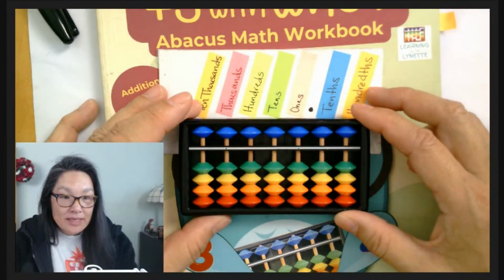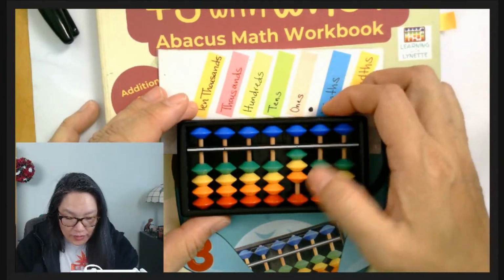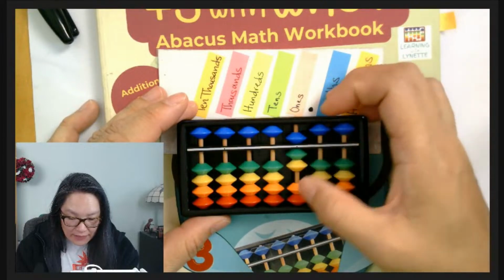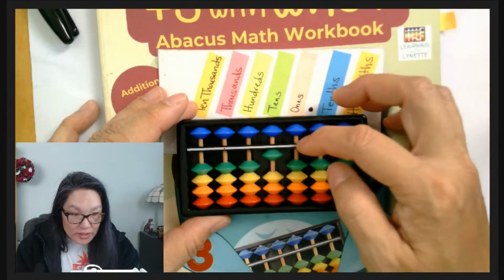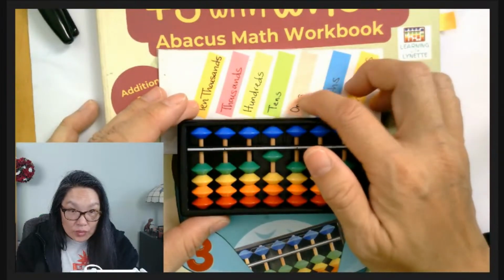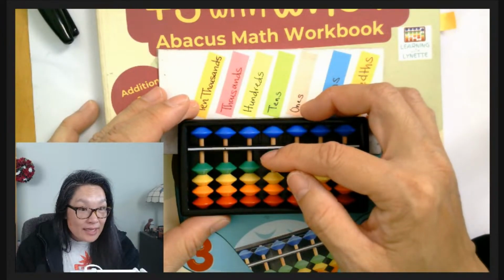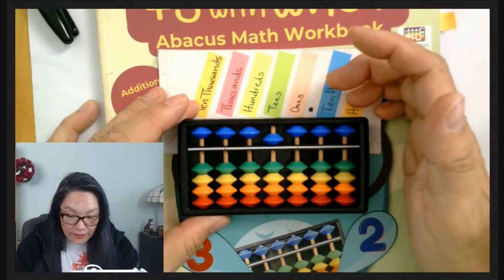So what I just did is I reset my abacus. When I reset my abacus, this is 0. Now I'm going to count 1, 2, 3, 4, and then 5. After 5, we have 6, 7, 8, 9. After 9, we have 10. Notice the way I have it is 10, 1, and 0. This is like our place values. So when we count by tens, we can do 10, 20, 30, 40, and then 50.